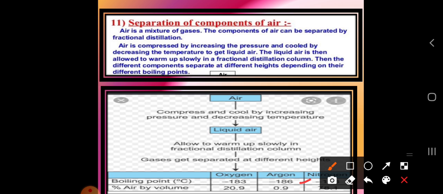So, by using this method we can separate the components of air. First we have to convert this air into liquid air, then allow it to warm up slowly in the fractional distillation column, and these gases get separated at different heights depending upon their boiling points. So, this is one of the methods to separate the components of air.